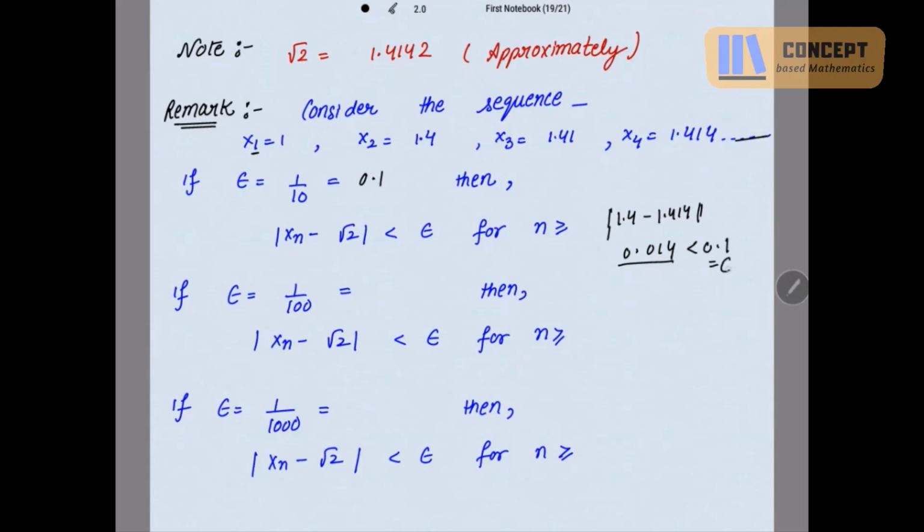What is 0.1? This is your epsilon. So this modulus is less than epsilon for n greater than or equal to... from where do we start our n? We start our n from 2. So I write here 2, right?